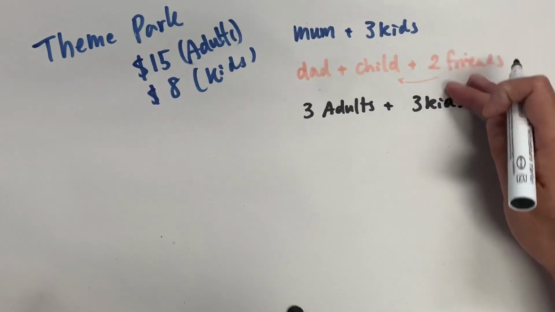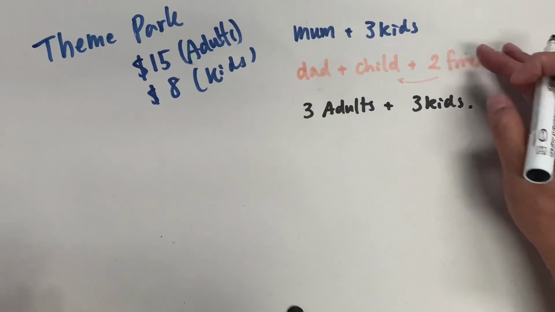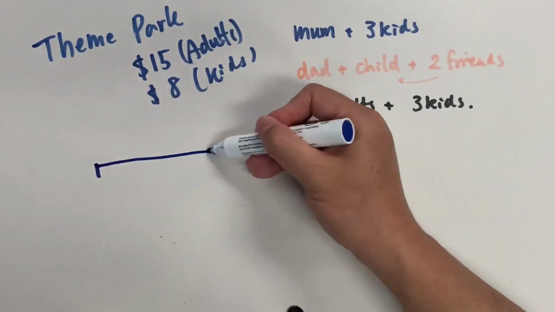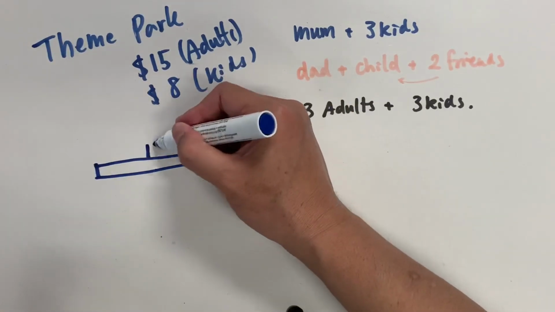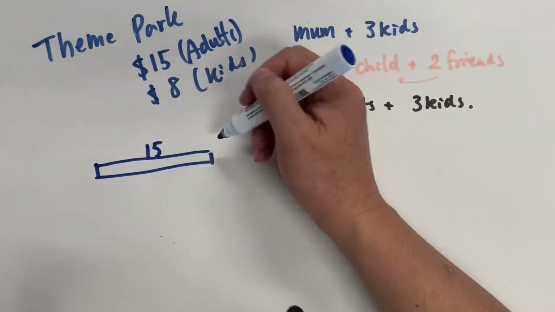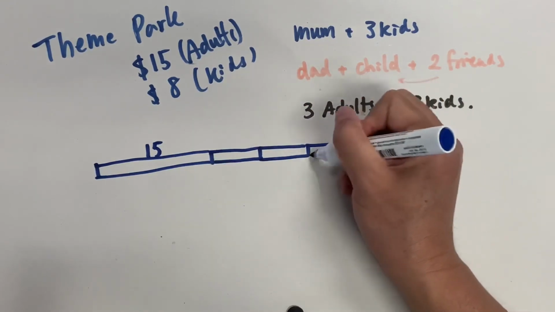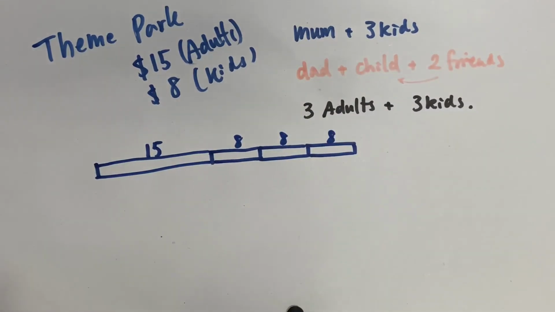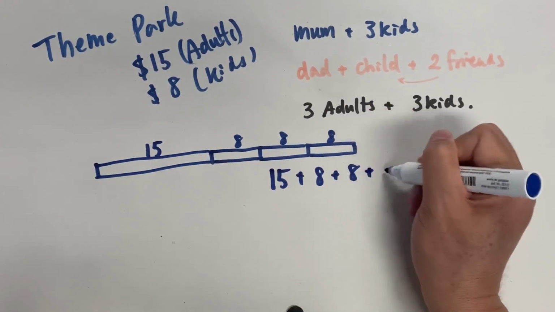Now, I'll not do every single thing, but I will do this first. And possibly you know why the reason is. So, I have mum. She's an adult, so she needs to pay $15. And the kids, $8. Second kid, a third kid, so 8, 8, then 8. So this is what I have to do. So 15, 8, and 8, then 8.